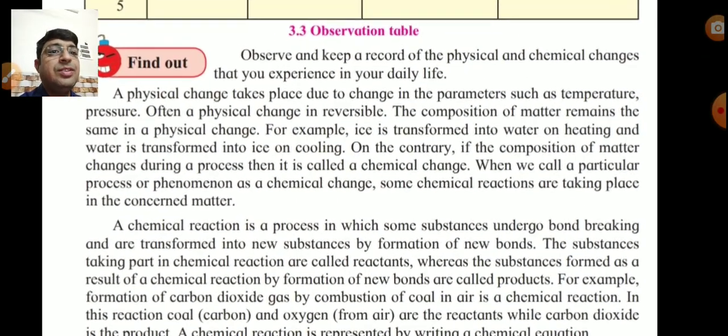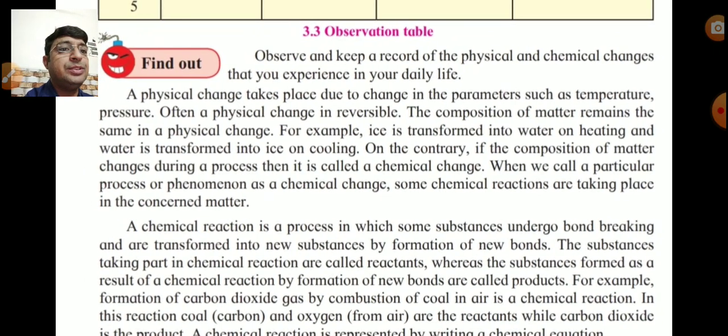A physical change takes place due to change in the parameters such as the temperature, pressure. Often a physical change is reversible. The composition of matter remains the same in a physical change. For example, ice is transformed into water on heating and water is transformed into ice on cooling. This is one example given of physical change.